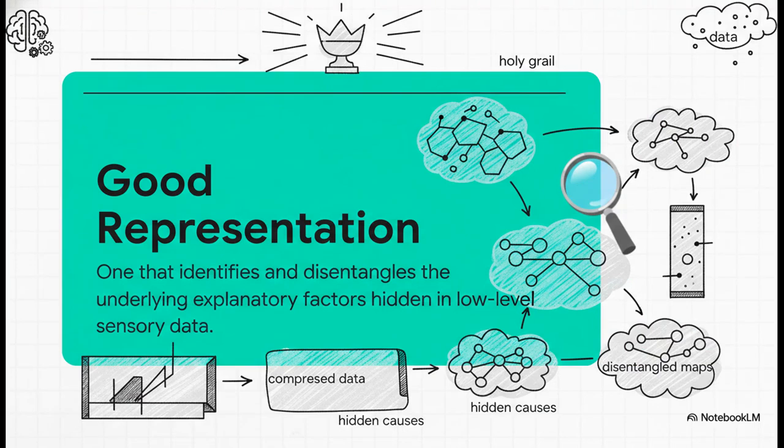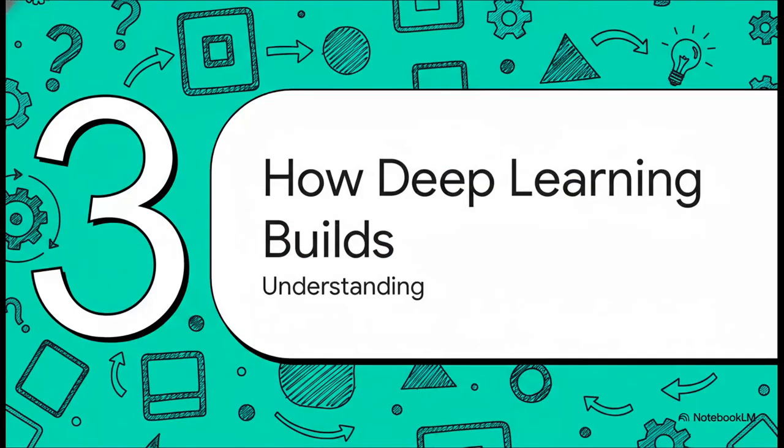And this slide, this is really the core definition from the paper. A good representation isn't just a summary. It's an organized, disentangled map of all the hidden causes that created the data in the first place. That's the real endgame.